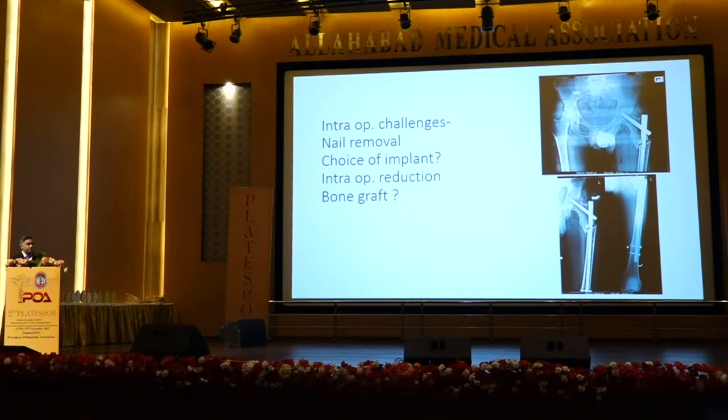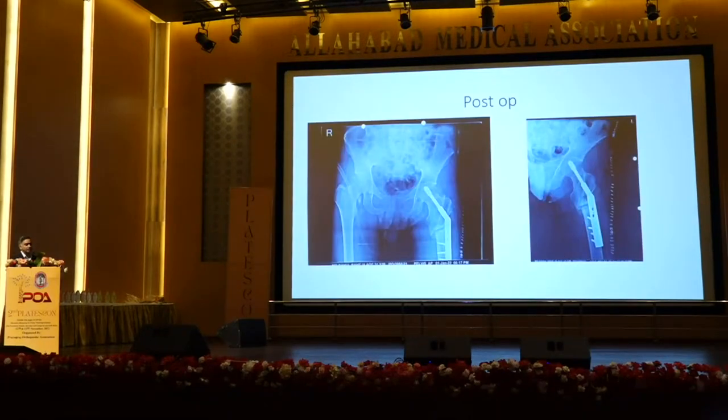So, going to the next slide, what I have done: I did a simple DHS. I used the same track of the proximal helical blade to use the Richard screw. As it was not a case of intertrochanteric fracture or basicervical fracture, the chance of rotation of the proximal fragment was not that big an issue. So I did a slightly valgus reduction with bone grafting.